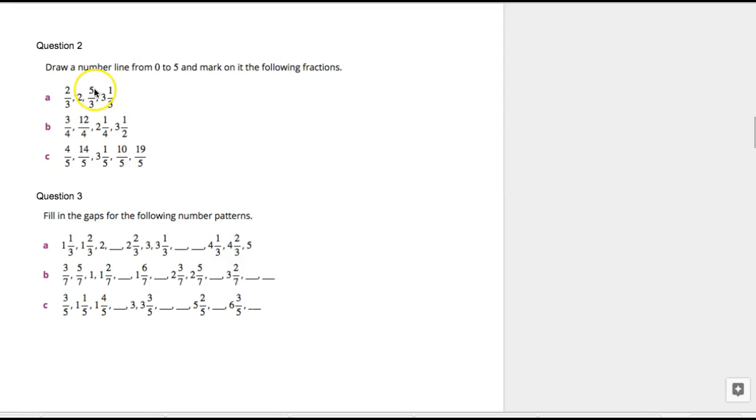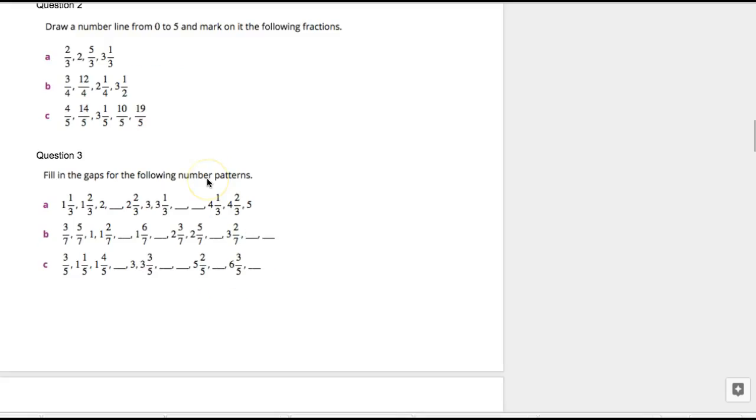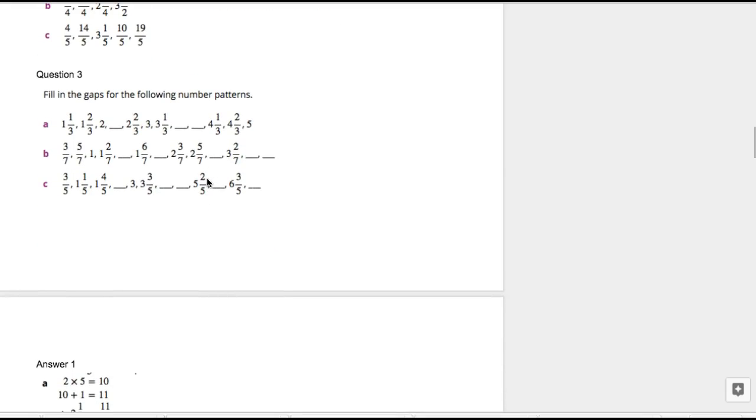All right, moving on to question 3. Okay, so fill in the gaps for the following number patterns. All right, so the first thing you need to see is what's the difference? What are we going up by? So if I'm at 1 1/3 and then I go to 1 2/3, how much have I increased by? It's increased by 1/3.